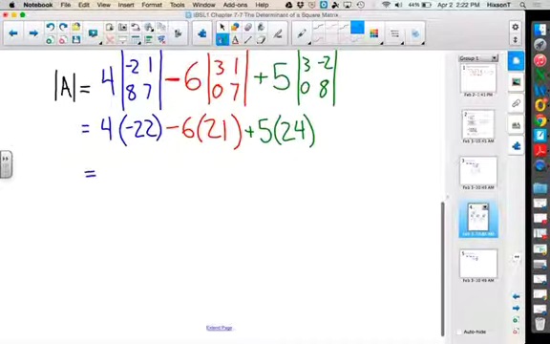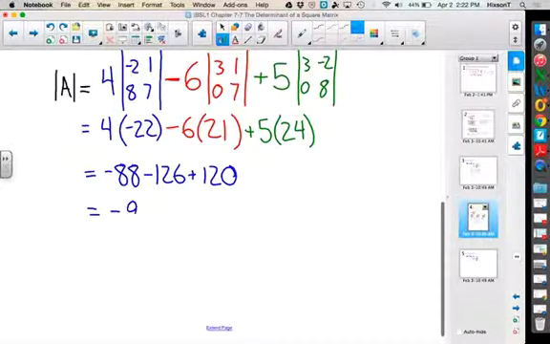So our final answer here, -88 minus 126 plus 120 equals -94. And that's the same answer we got the first time. We just used a different method to get it. Okay?